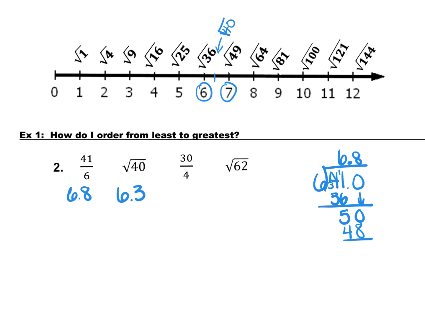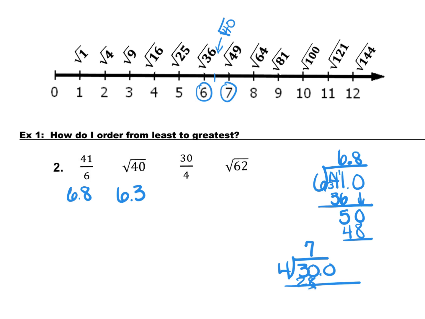We have to do the same thing with 30 divided by 4. So 4 goes into 30, and again, we're just going to bring it out 1 decimal place. 7 times 4 is 28.